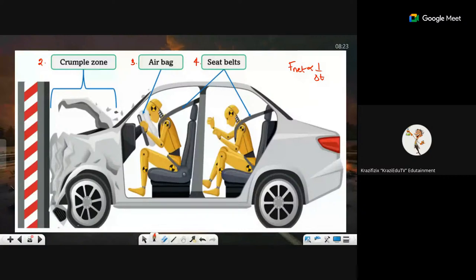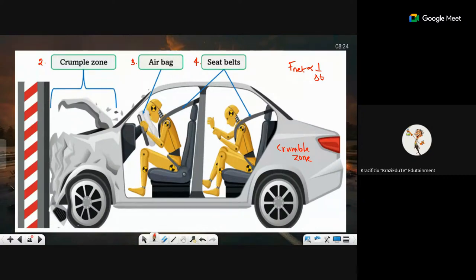What is the crumble zone? You can see, this is also a crumble zone for a pressing hit from the back. Why is this important in a car? This thing will increase the time, because it takes time for it to crumble. That's why it's called a crumble zone. It takes time for it to get to you. It delays the car from getting into you. And as long as time is increasing, what's happening? Force is decreasing. Whatever increases time decreases force.